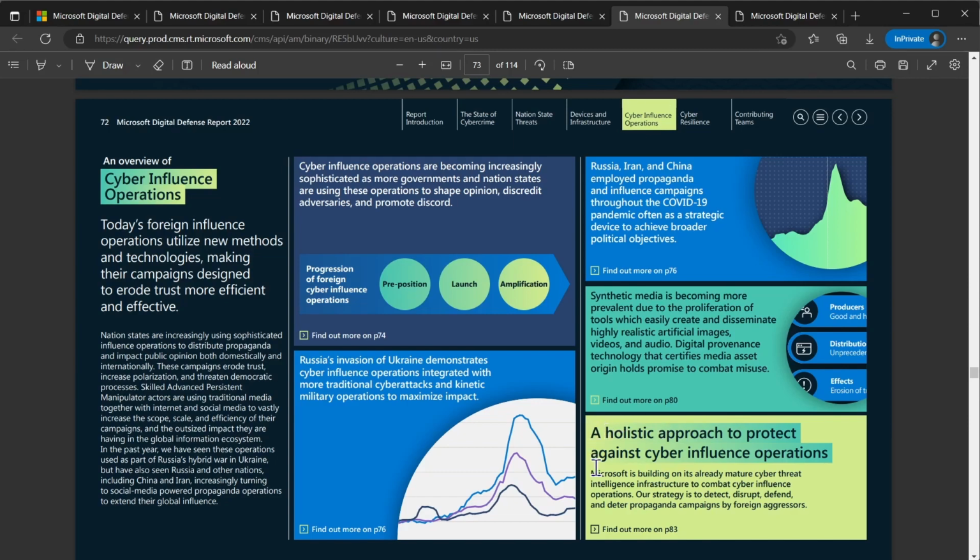And Microsoft is building on its already mature cyber threat intelligence infrastructure to combat cyber influence operations. So again, going back to a topic I mentioned before in the state of cybercrime, Microsoft is detecting and disrupting, and actively working with governments and private industries to disrupt these threat actors and propaganda campaigns as well. So good, interesting information in there to report.